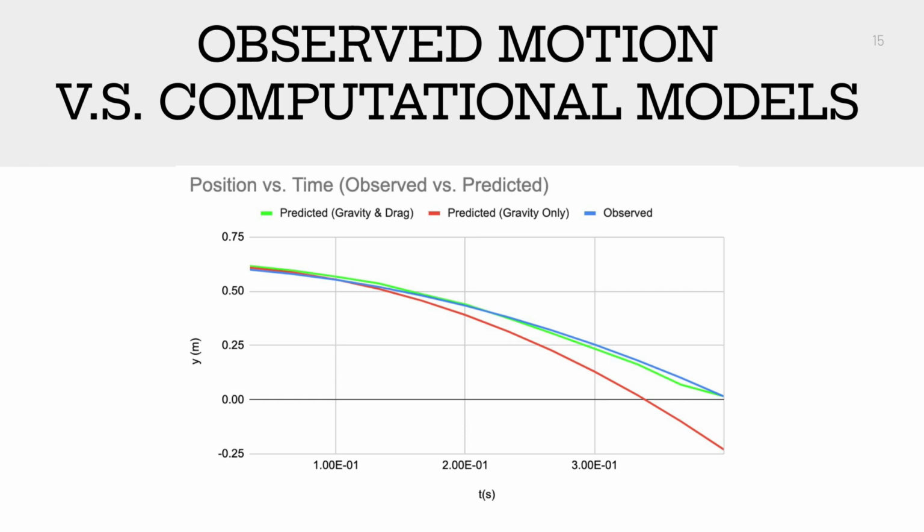Finally, I compiled all the position versus time graphs and put them on one singular graph to show the difference between the observed motion and the computational models. And as you can see, the computational model that is the closest to the observed motion is the one predicted with gravity and drag. With the one that simply has gravity, the displacement is much greater in the y direction in comparison to the one with gravity and drag and the observed motion, which are seen to be almost exactly the same throughout.